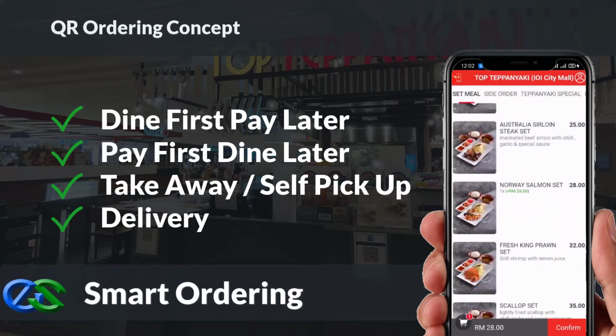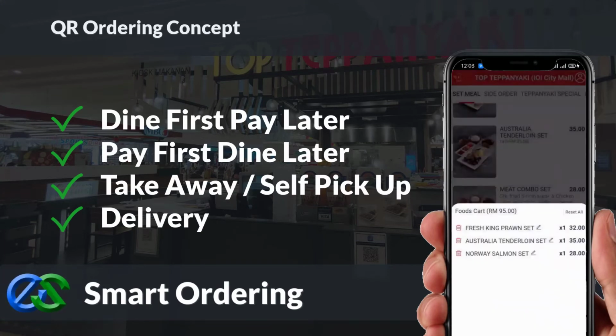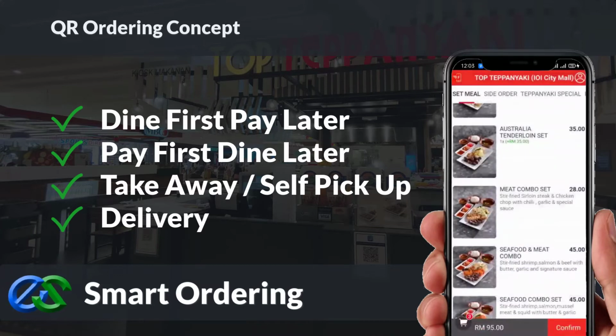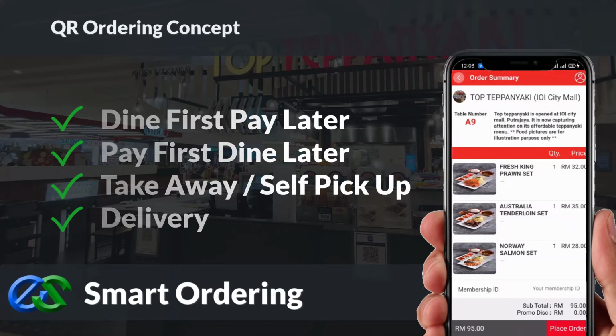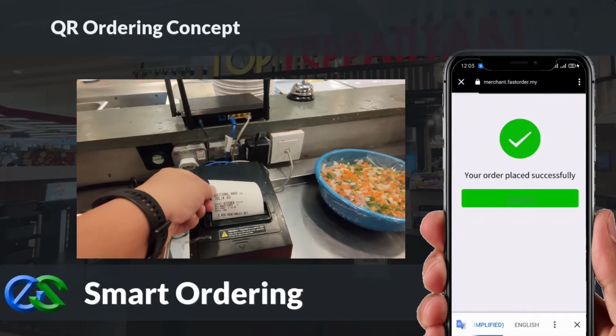Smart ordering supports dine-in, takeaway, self-pickup, or even delivery, integrating directly with third-party delivery platforms. The system is able to accept credit card, debit card, and e-wallet.